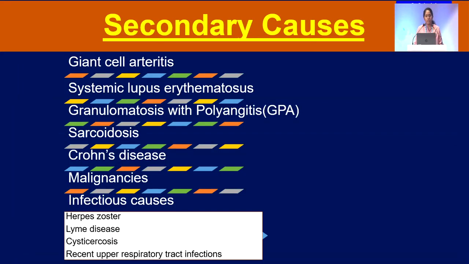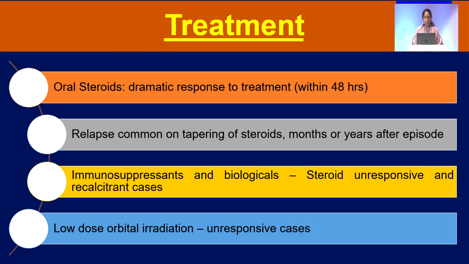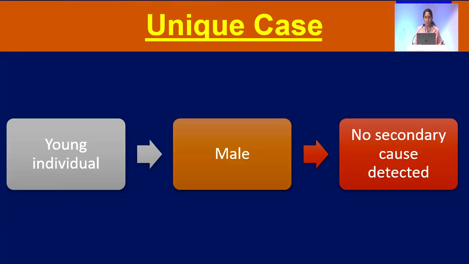The secondary causes include giant cell arteritis, SLE, granulomatosis with polyangiitis, sarcoidosis, Crohn's disease, malignancies, and infectious causes. All the investigations were negative in this patient. Herpes zoster, Lyme disease, cysticercosis, and upper respiratory tract infections are other infectious causes. There is a dramatic response to oral steroids. Relapse may be seen on tapering of steroids months or years after the episode. Immunosuppressants and biologicals may be used in steroid unresponsive and recalcitrant cases, and low-dose orbital irradiation in unresponsive cases.